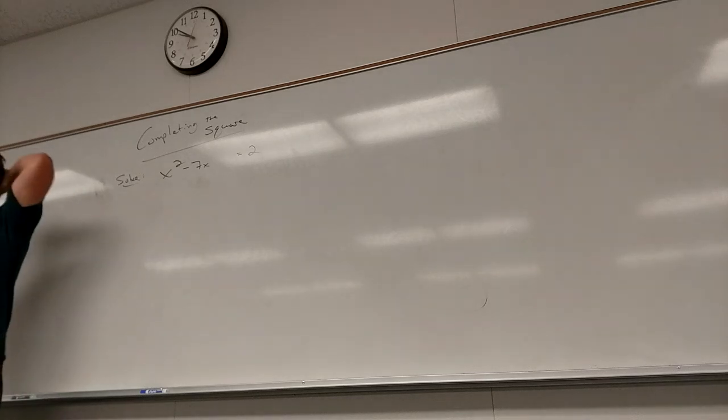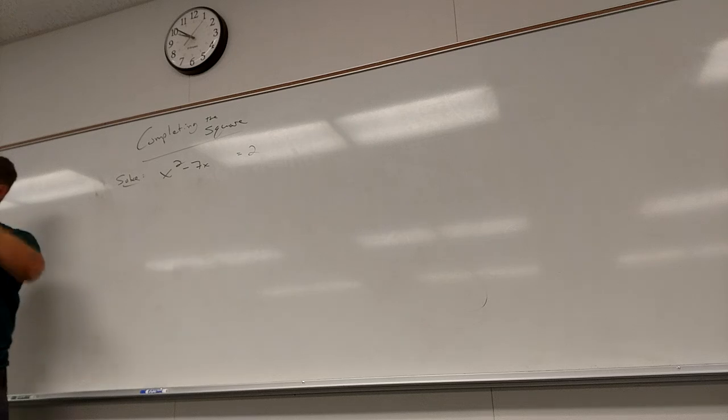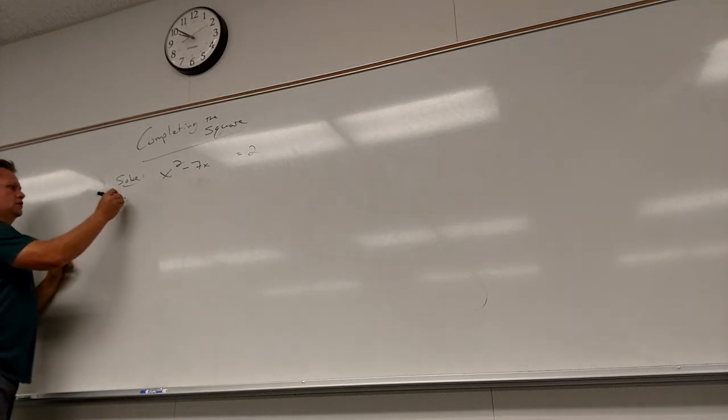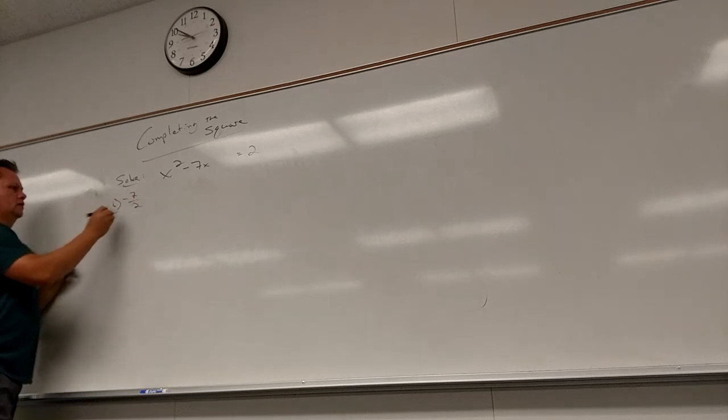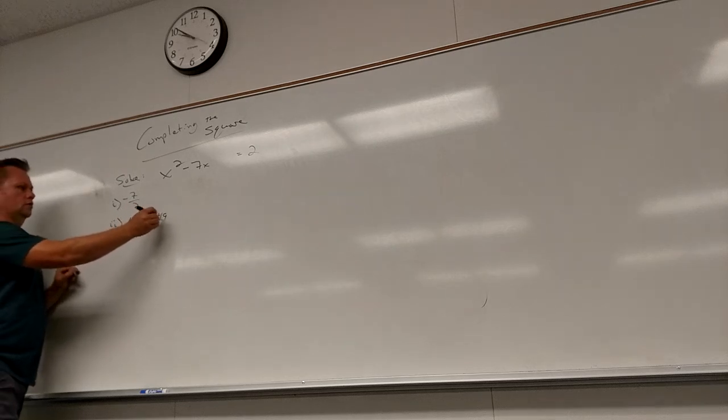Of course, that would give us a -7 and 2. Take the half of -7. Yes, cool. So the first step is you take half of -7. Second step is you take whatever you got and you square.